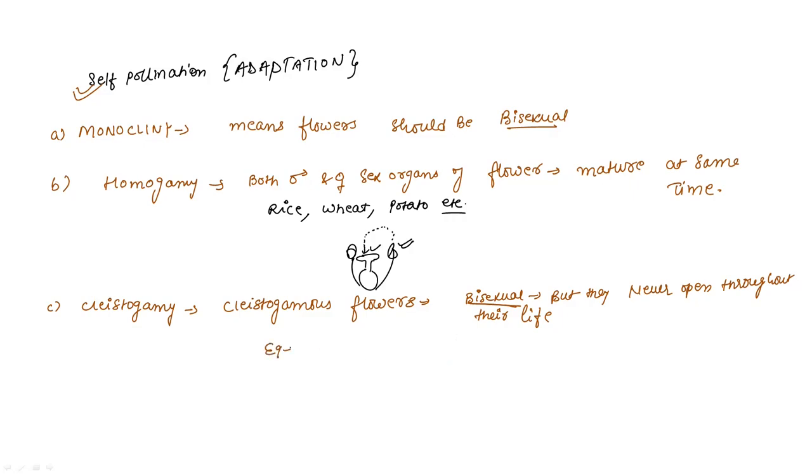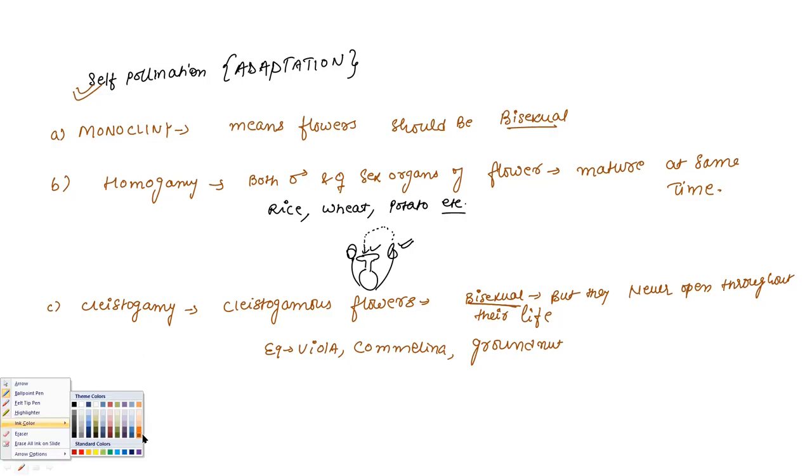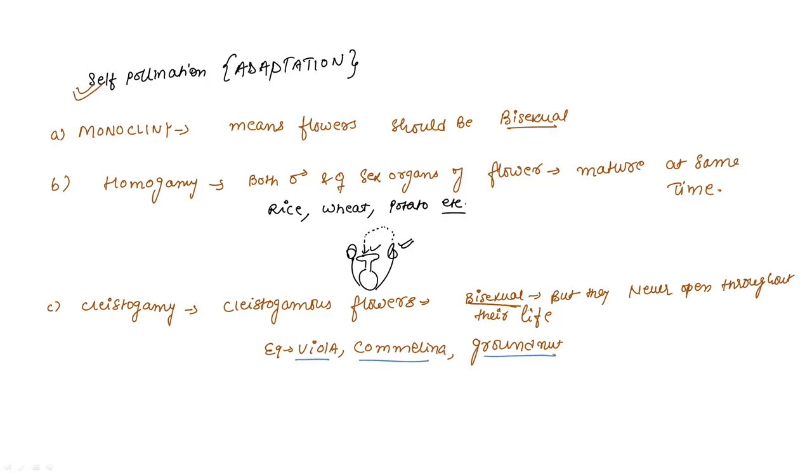We have examples like viola, and the second one is commelina. Viola, commelina, and one more, groundnut. Groundnut is also an example which shows cleistogamy. So viola, commelina, and groundnut are the examples which show this.